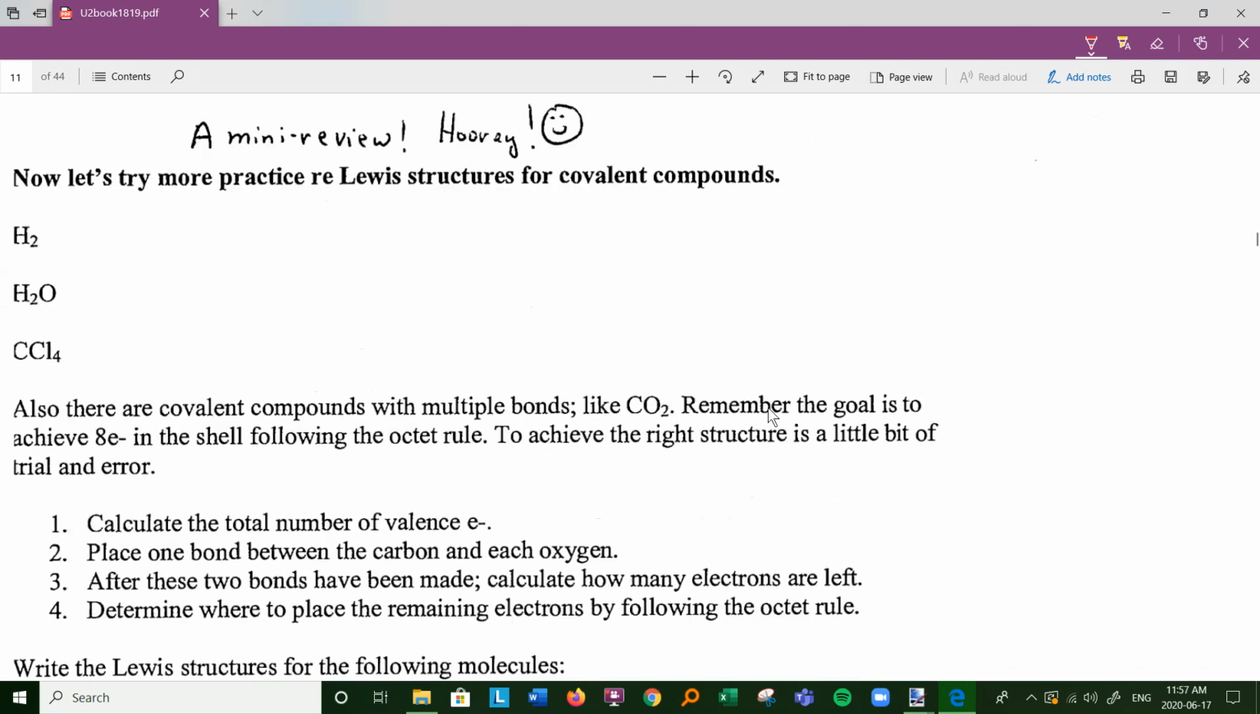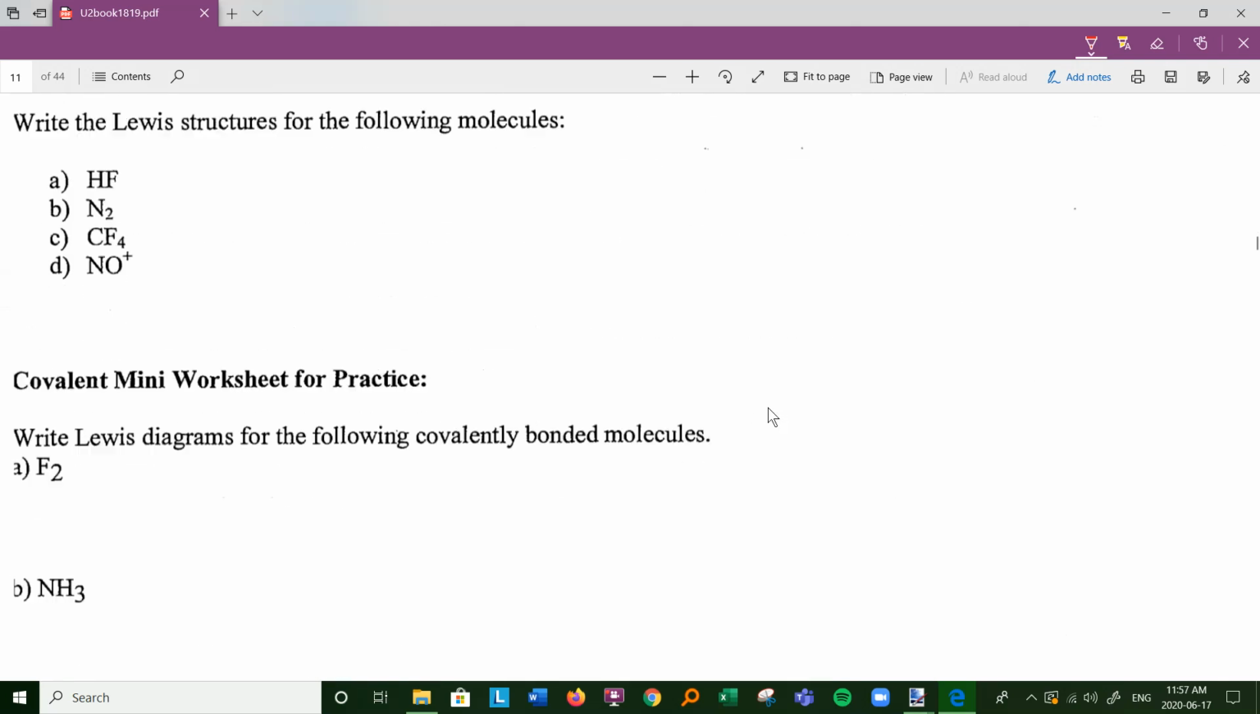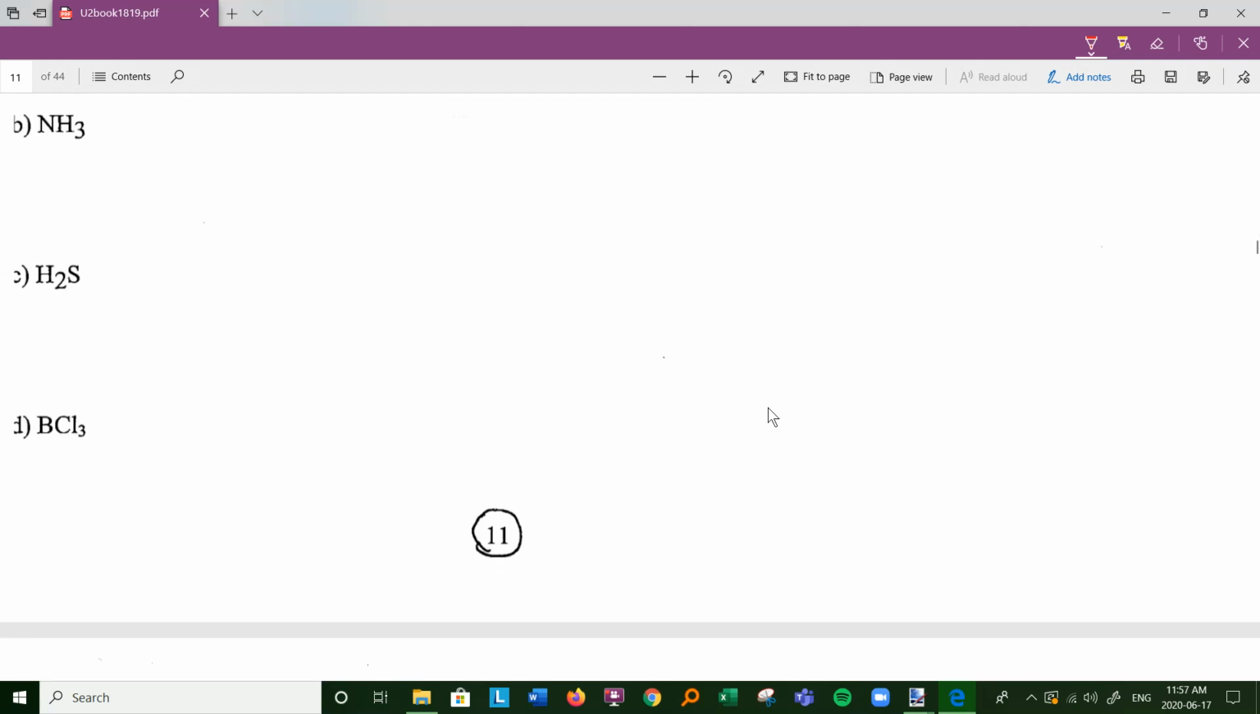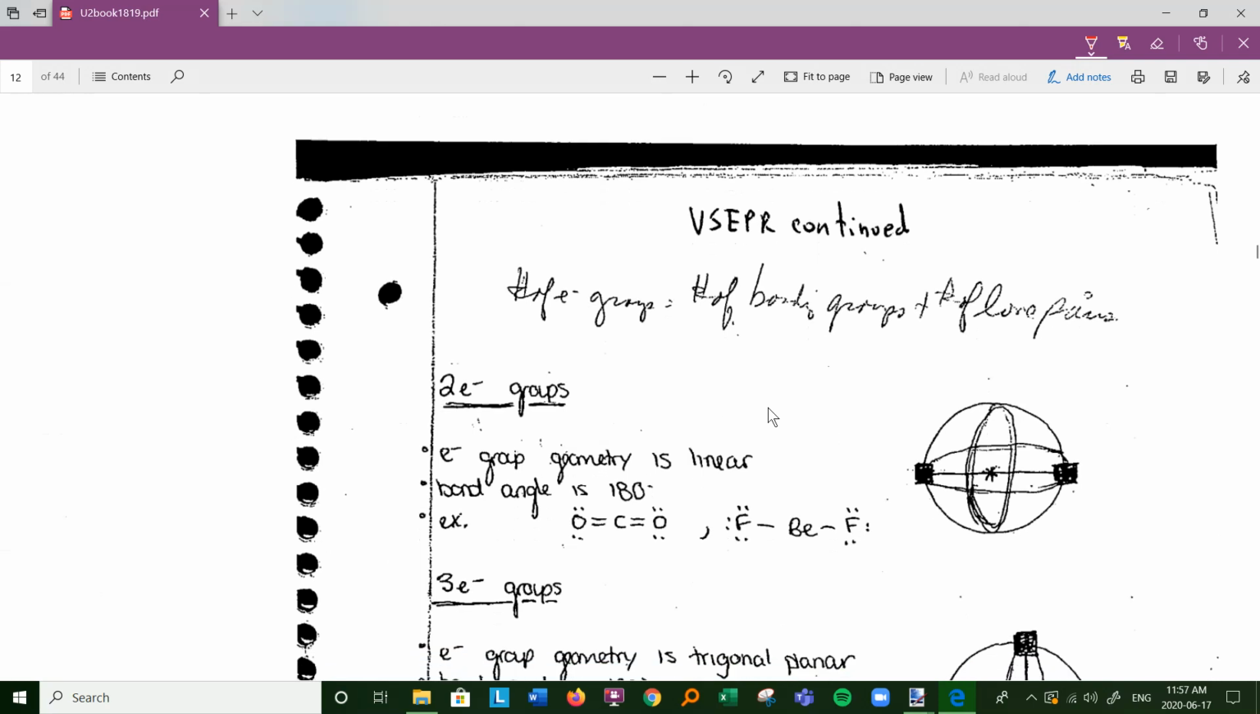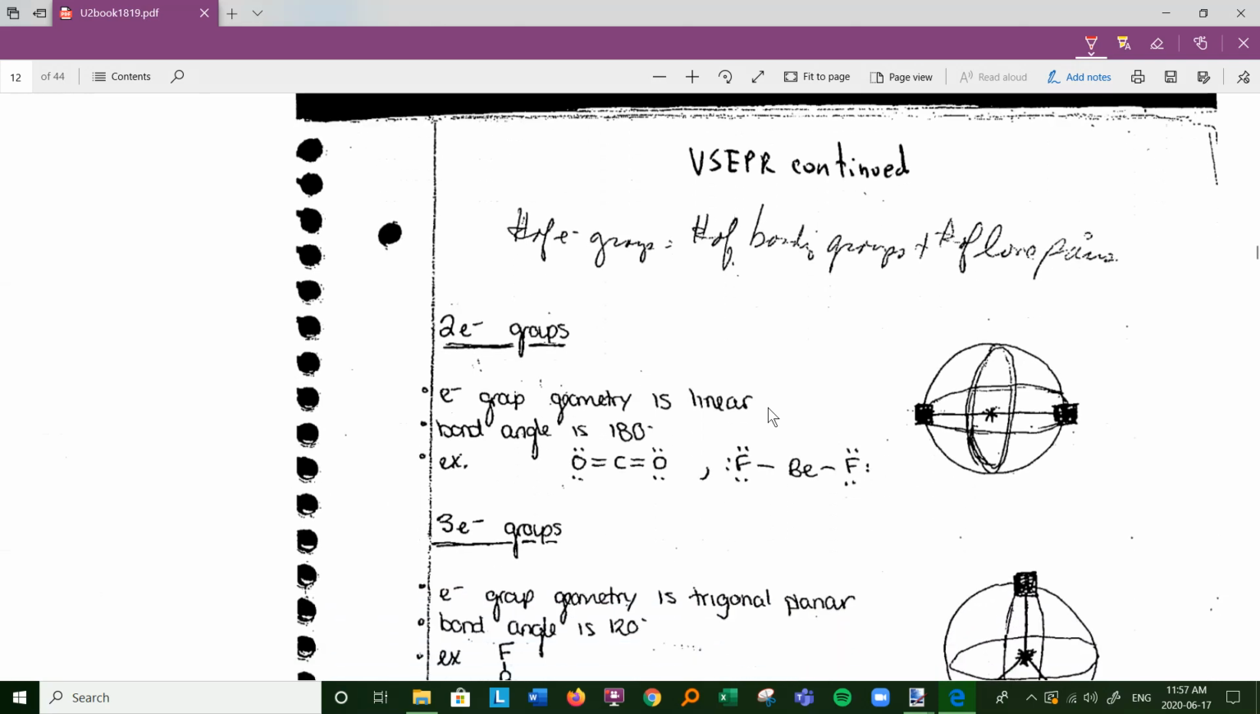That's important. Okay, I don't know why that mini review's there. Maybe it should have gone a bit earlier. So anyways, you can do page 11 for mini review. Now let's get back to VSEPR. So with VSEPR, we talk about the number of electron groups around the central atom.